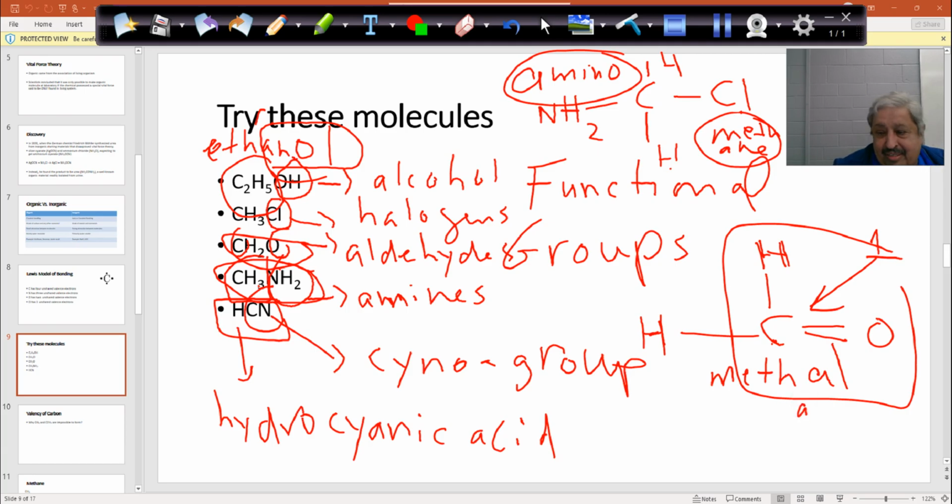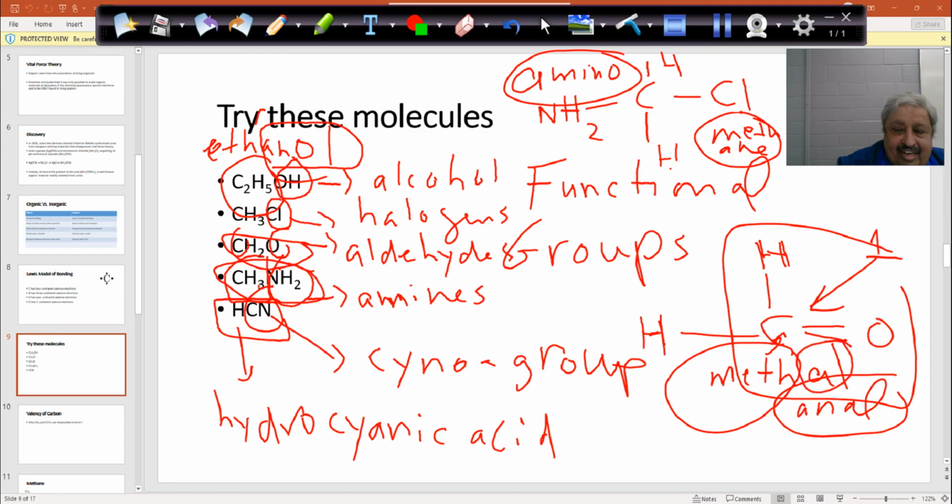Methane, methanol here, Al. Meth is from the one carbon here. And then the ending Al. So meth, and then ending Al, methanol. What is the name of this? Methanol. That's the real chemical naming.